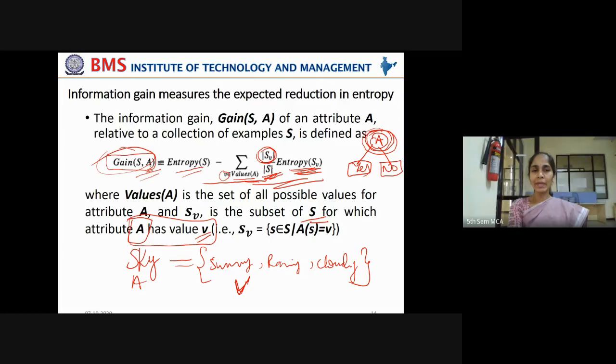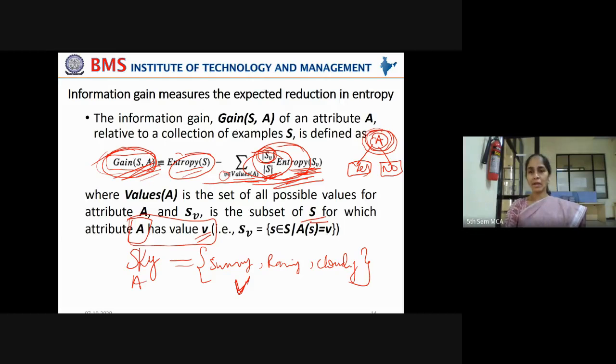So in order to increase the information gain, this entropy should be less. Got it? Whenever this entropy is less, the right hand side value is less, so the left hand side value will increase, right? This is less and this is less, so this overall value will be less. That will increase the information gain. Reduction in the entropy will increase the information gain. Increase in the entropy will reduce the information gain at a particular attribute A.